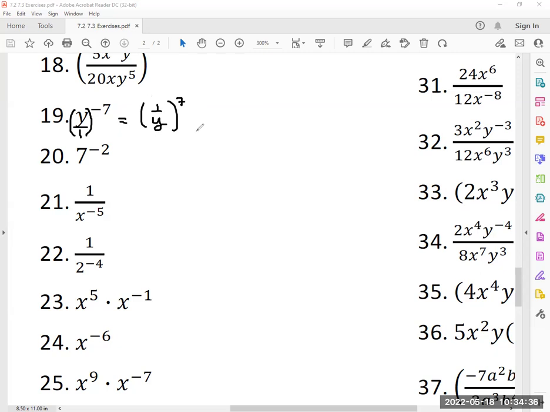And if you want to simplify that, using the expanded power, isn't it 1 times 1 times 1? Isn't it 1 to the power of 7? And y to the power of 7? But of course, what's 1 to the power of 7? 1. So there it is.